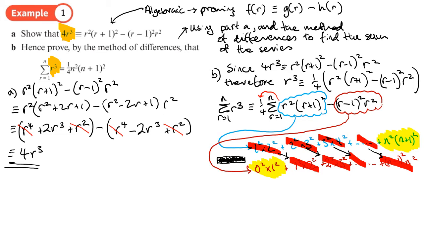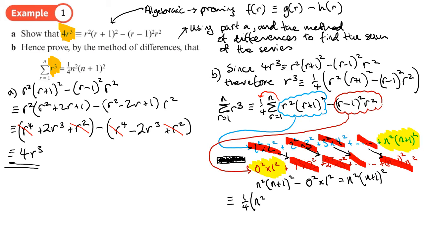So what have we got left? That sum leaves us with n squared (n plus 1) squared, the last term that didn't cancel out with anything of the one in blue, and the first term didn't cancel out with anything. Okay, now that just leaves n squared (n plus 1) all squared. And remember, we had a quarter in front of that. So it's a quarter of basically what's left over.